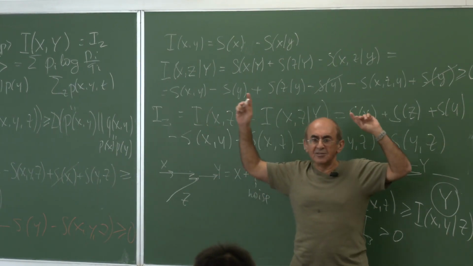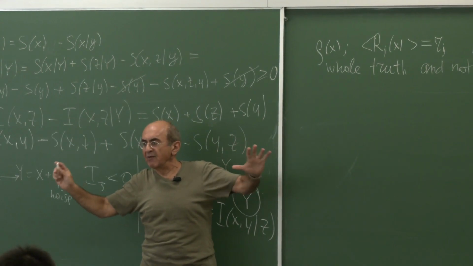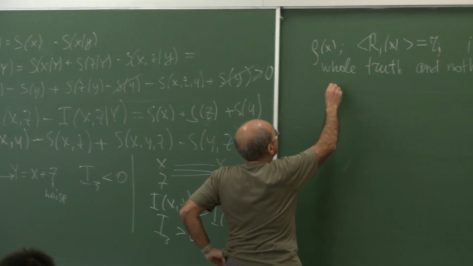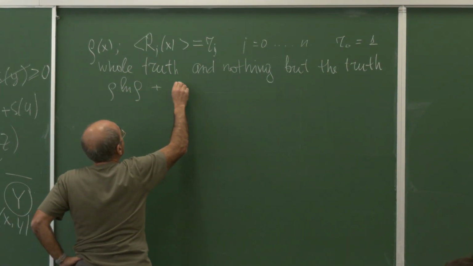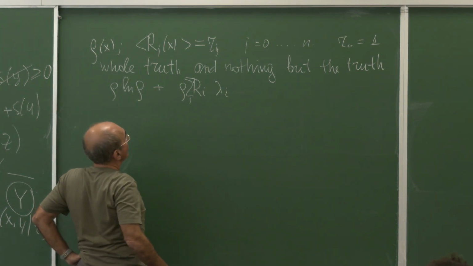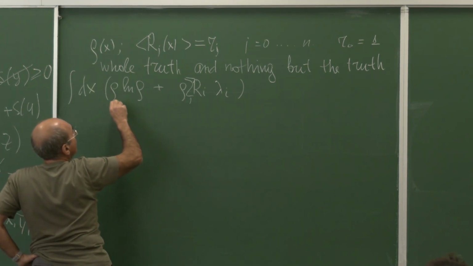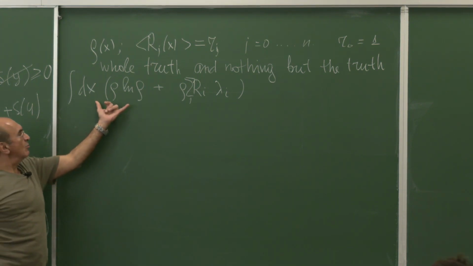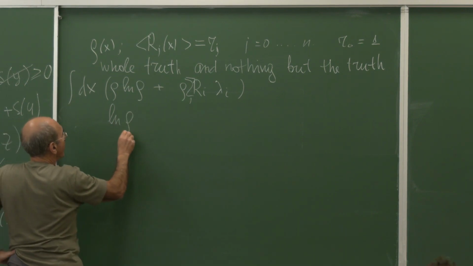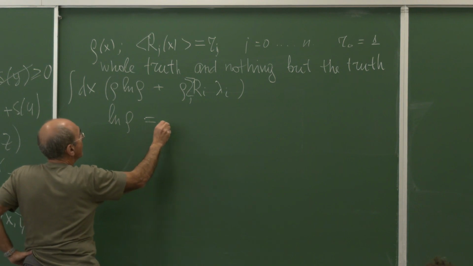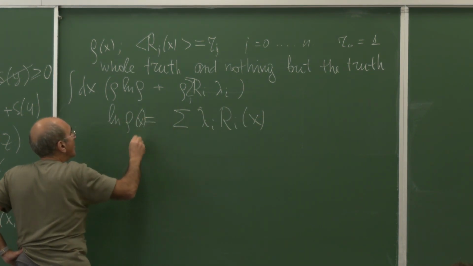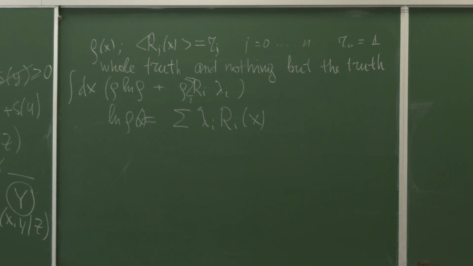That is what engineers, market researchers, and whatever people who work with data do every day for a living: they require maximum entropy under a given set of mean values. So what I need to do is take rho logarithm rho plus rho times the sum over j of some unknown coefficients lambda j times r j, and integrate this over dx. That's my functional, and I require its maximum. Laplace's method, right? When I vary it with respect to rho, I obtain that logarithm rho is equal to the sum of lambda i r i of x. This is a formula you have seen many times, and we did it just with different r's.